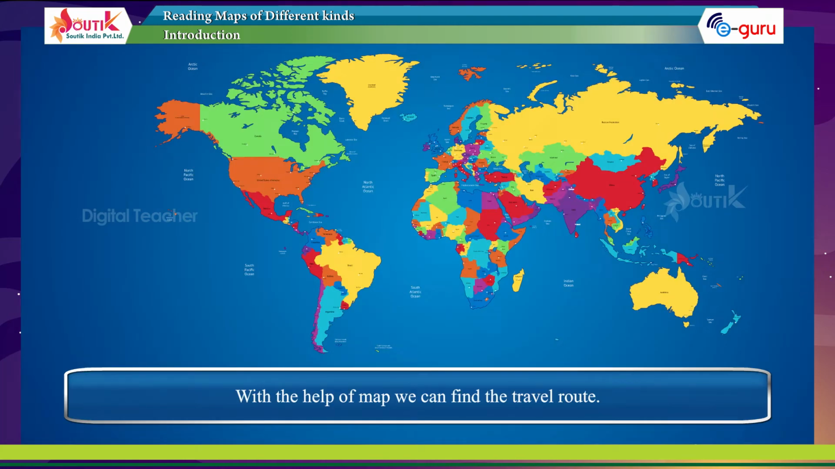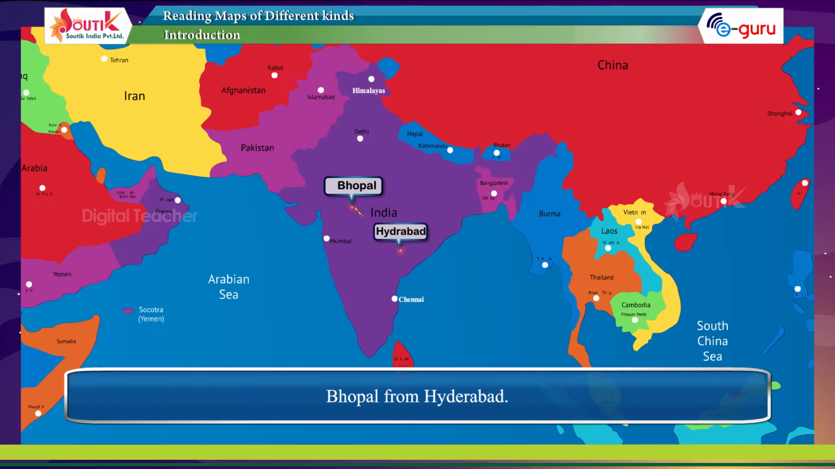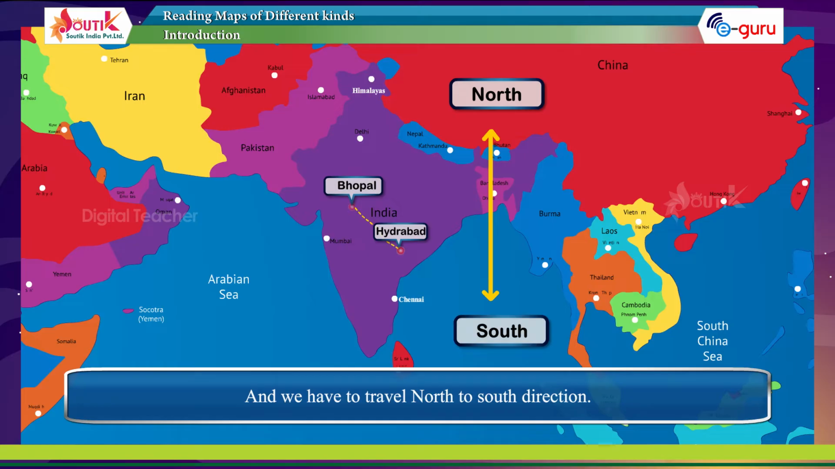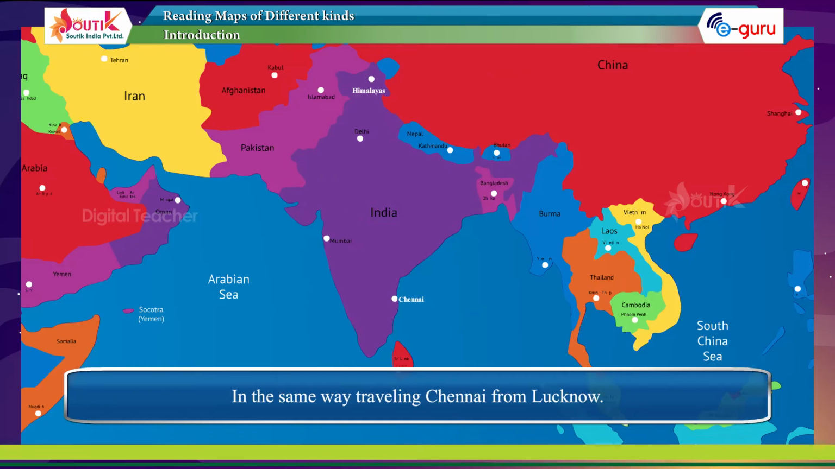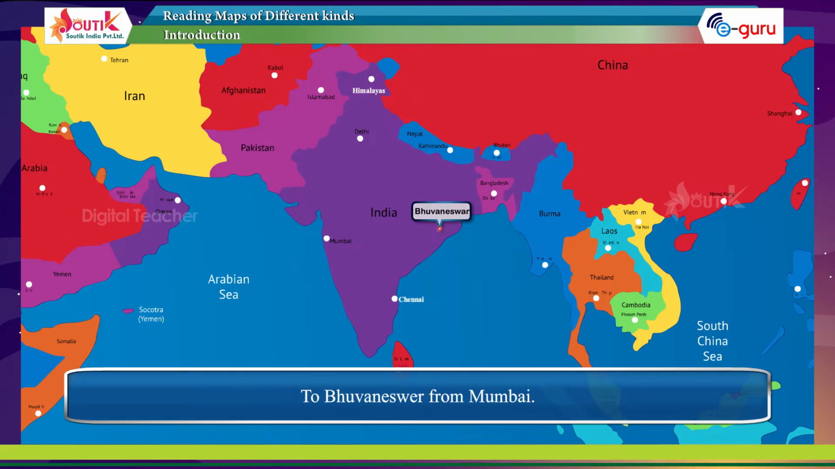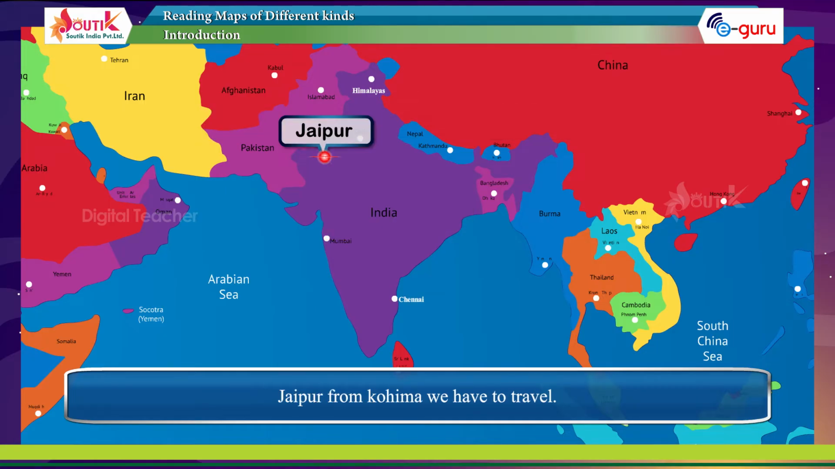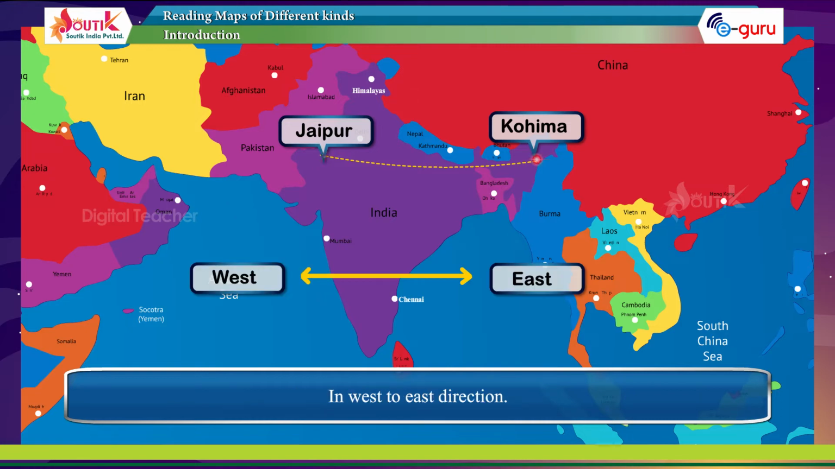With the help of a map, we can find the travel route. To travel to Bhopal from Hyderabad, we have to travel in the north to south direction. In the same way, traveling to Chennai from Lucknow, we have to travel in the south to north direction. To Bhubaneswar from Mumbai, we have to travel in the east to west direction. To Jaipur from Kohima, we have to travel in the west to east direction.